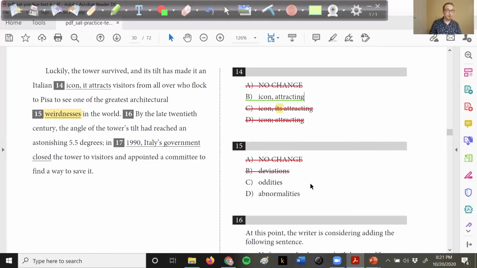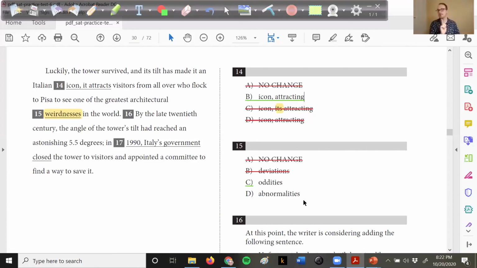Oddities is also good. Yeah, I like oddities. There's really no detractors there. It's odd, it's strange, and it's a much less awkward word than weirdness is. So let's mark C for now.